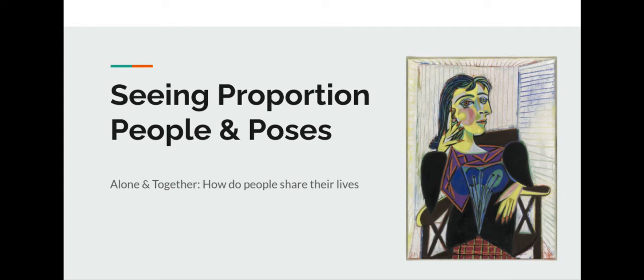This is a recording of the live lesson for third grade. Our project is Seeing Proportion, People, and Poses. Our big idea is alone and together. How do people share their lives?